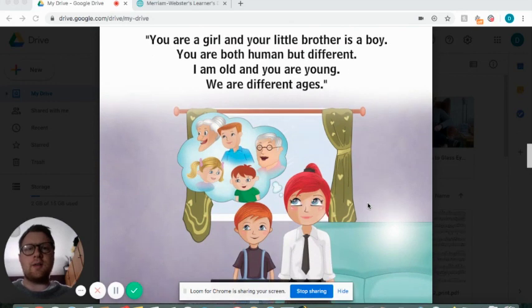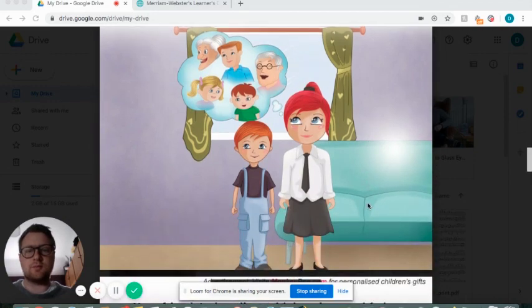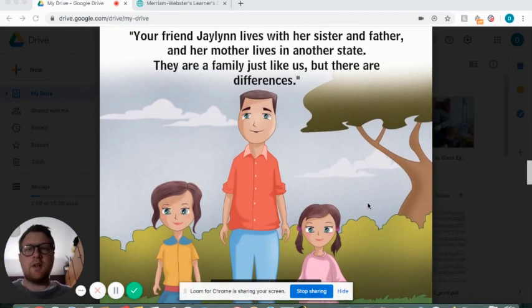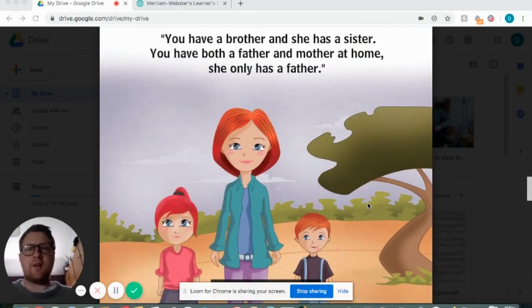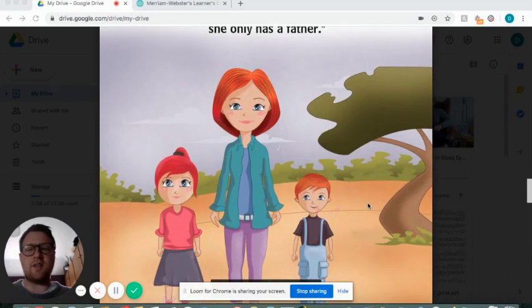You are a girl, and your little brother is a boy. You are both human, but different. I am old, and you are young. We are different ages. Your friend Jaylin lives with her sister and father, and her mother lives in another state. They are a family just like us, but there are differences. You have a brother, and she has a sister. You both have a father and mother at home. She only has a father.